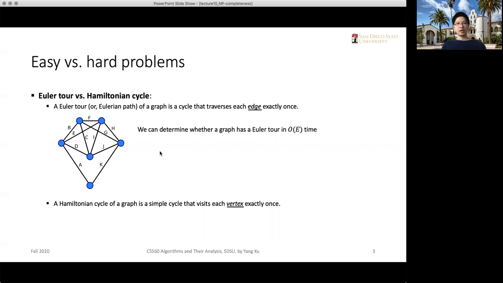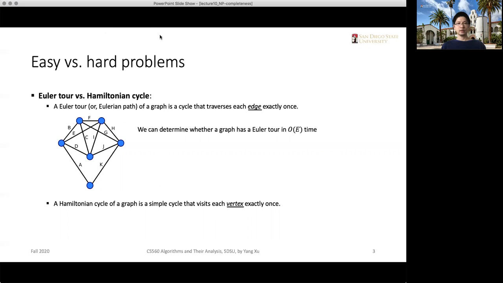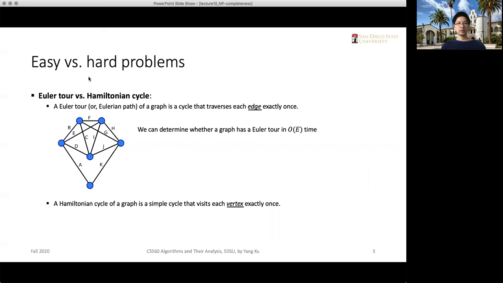So maybe we can try to find it on the same example here. Like we start from here, start from the middle and connecting to this one. Yeah. So through this path, we visit each vertex exactly once.